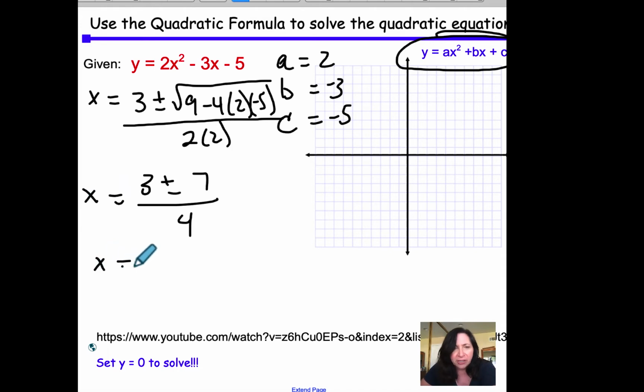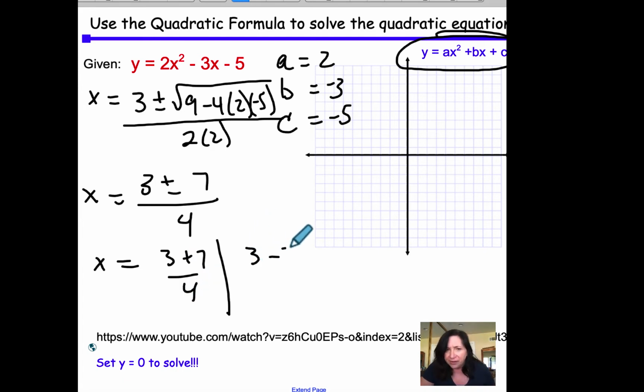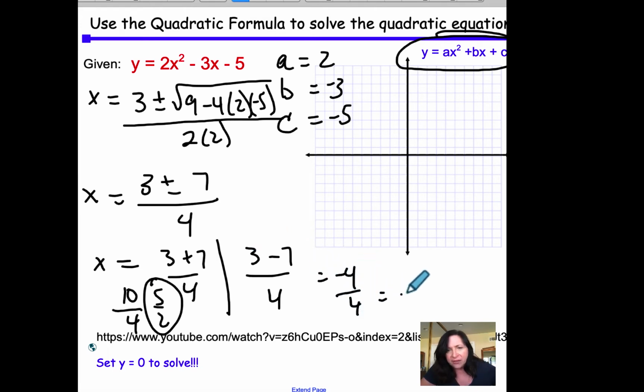You always have to split this up, by the way. You have 3 plus 7 over 4, and you have 3 minus 7 over 4. 3 plus 7 is 10. 10 divided by 4, 2 divides into both, so we get 5 halves, one of my x-intercepts. 3 minus 7 is negative 4, divided by 4 is negative 1. So we've got a negative 1, check, and we've got a 2.5.